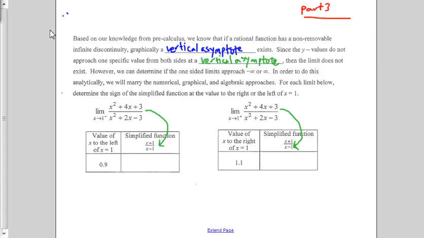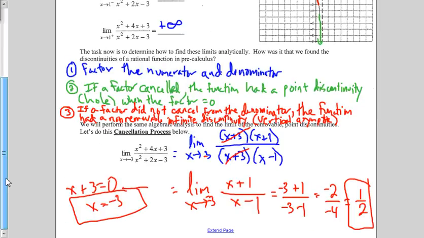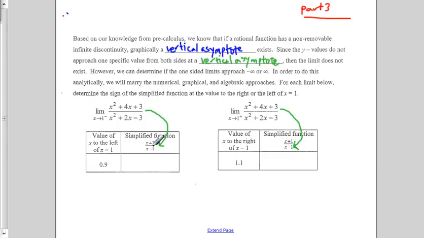In order to do this analytically, we marry the numerical, graphical, and algebraic approaches. For each limit below, determine the sign of the simplified function at the value to the right or the left of x equals 1. We've already gone through and simplified. We factored out x plus 3 from the numerator and denominator, so let me just go back to that for the cancellation process. Using the same exact rational function, we took out the x plus 3 factors. So this is where the x plus 1 over x minus 1 comes from.